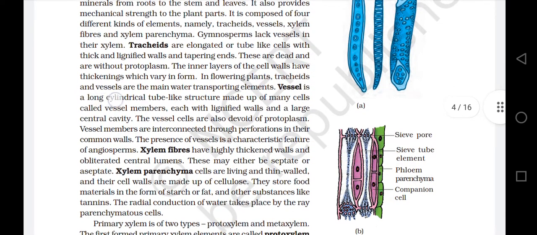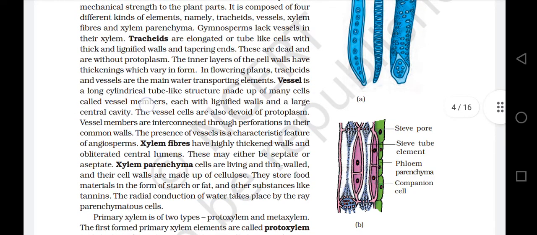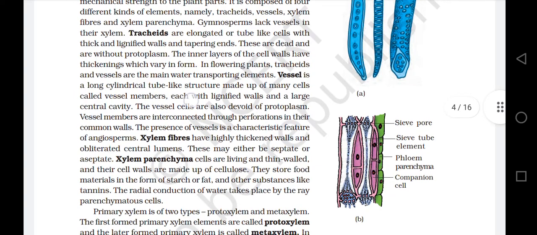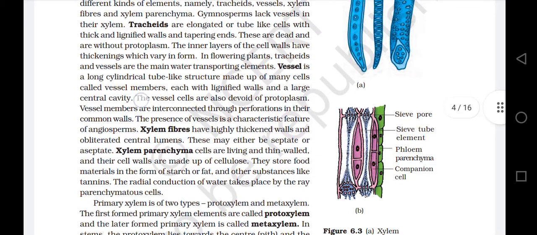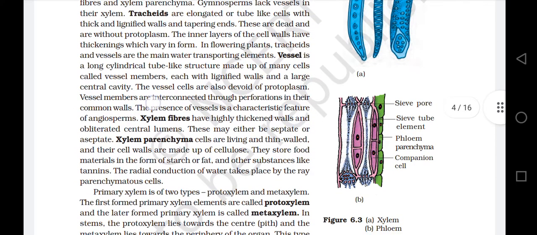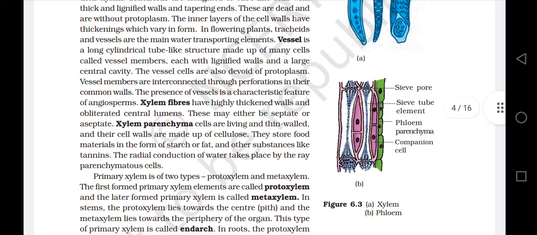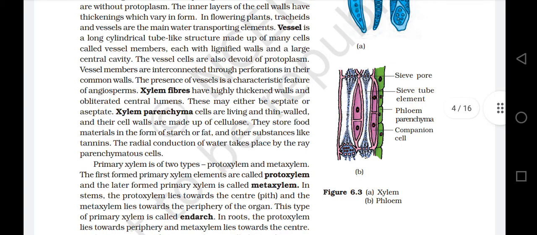A vessel is a long cylindrical tube-like structure made up of many cells called vessel members, each with lignified walls and a large central cavity. The vessel cells are also devoid of protoplasm. Vessel members are interconnected through perforations in their common walls. The presence of vessels is a characteristic feature of angiosperms.